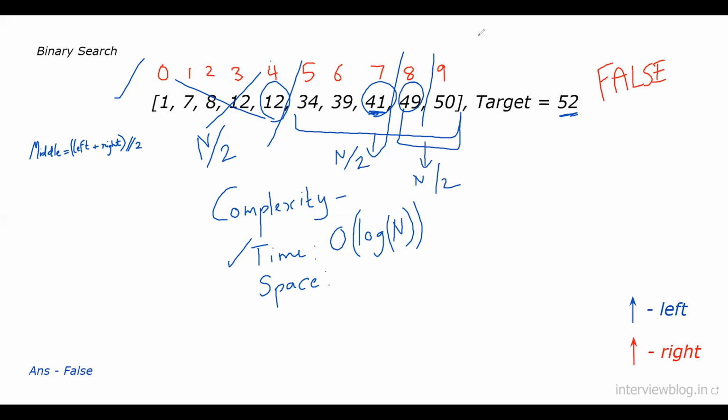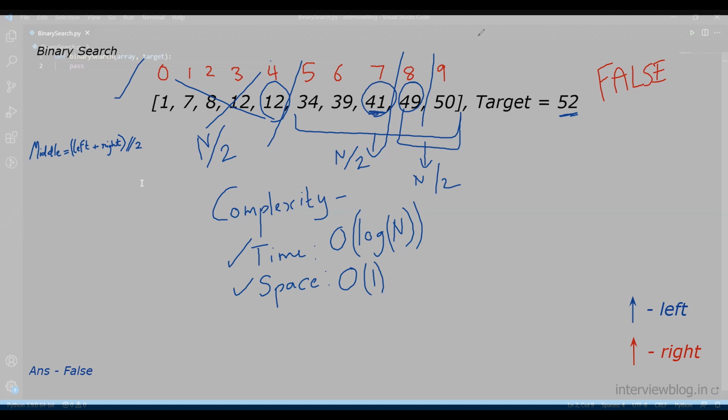The space complexity of our solution tends to be big O of 1. So why is it big O of 1? Because we aren't using any extra space and we are completing the solution using just pointers, and hence our space complexity tends to be big O of 1. So hope you understood the binary search algorithm. Let us now implement this algorithm in code.